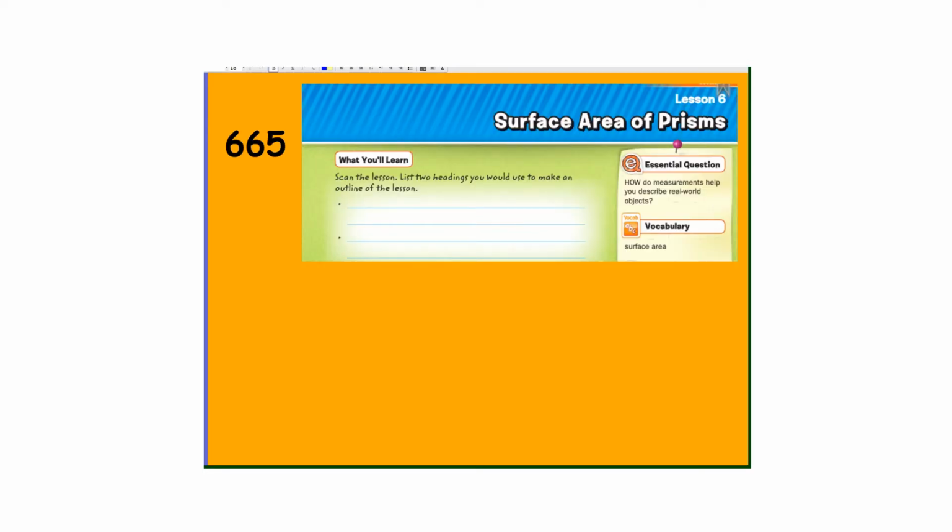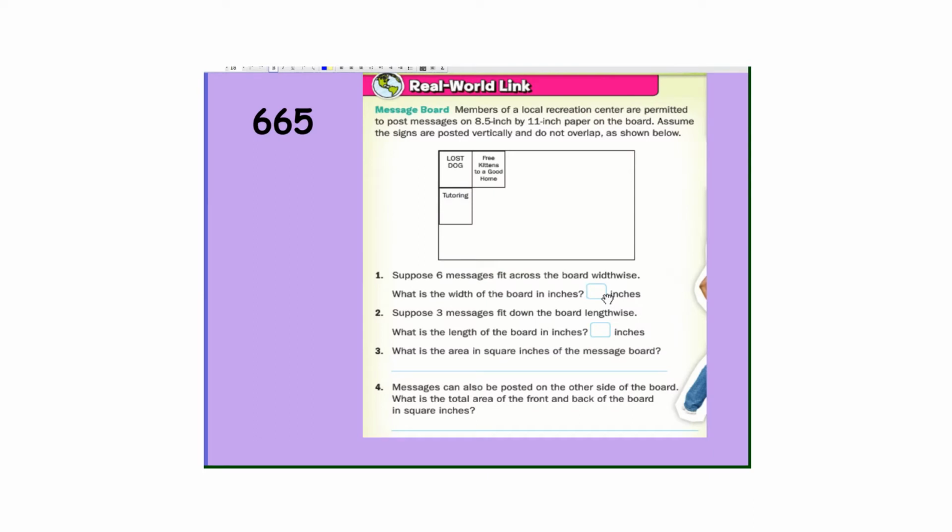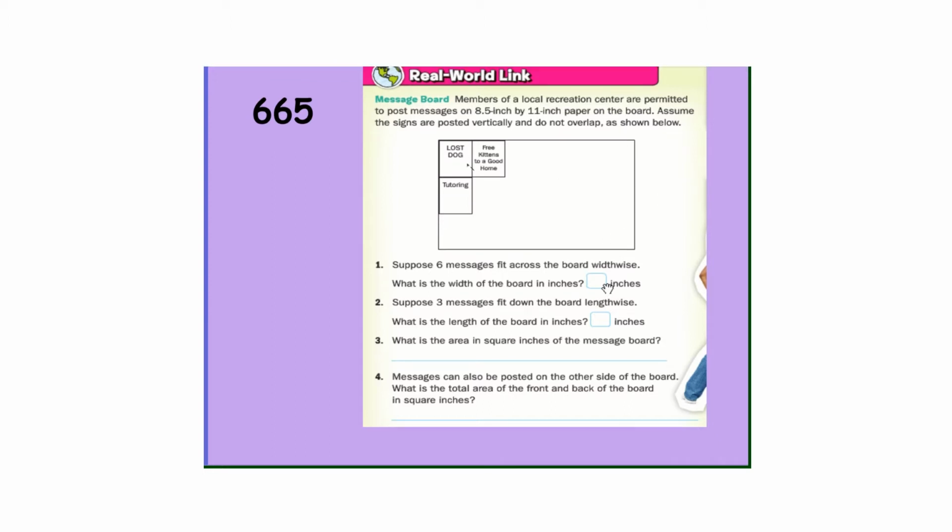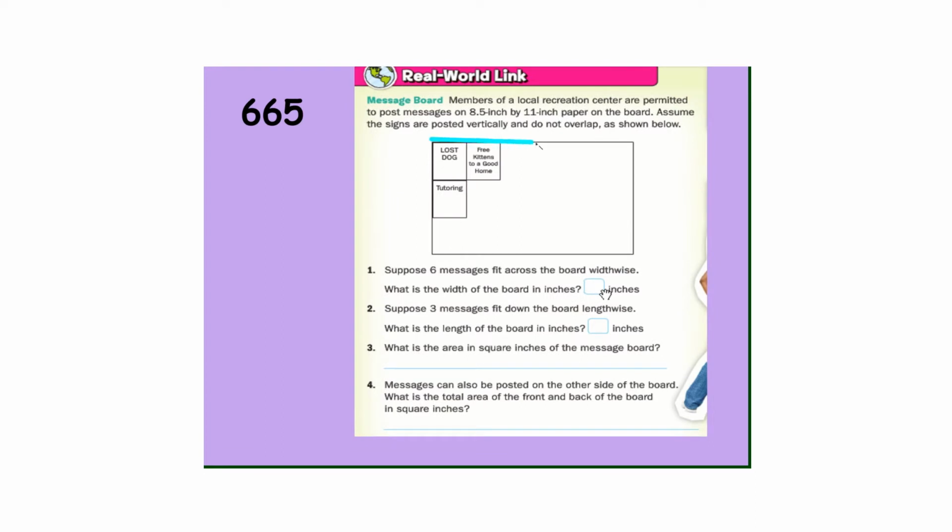Okay, 665, surface area of prisms. Might want notes again today. Okay, members of a local recreation center are permitted to post messages on their board. So there's 3 messages on this board that they're showing. Suppose 6 messages fit across the board to the width. So six messages go this direction. Okay. And 3 vertically, this direction. All right.